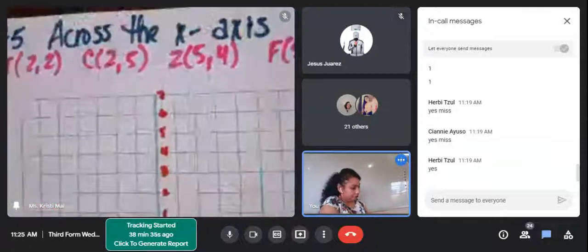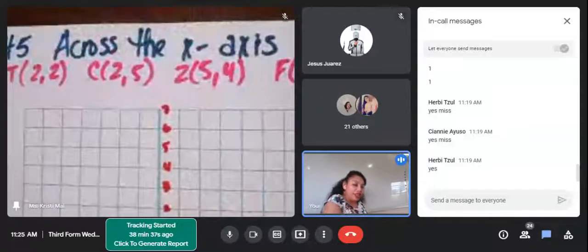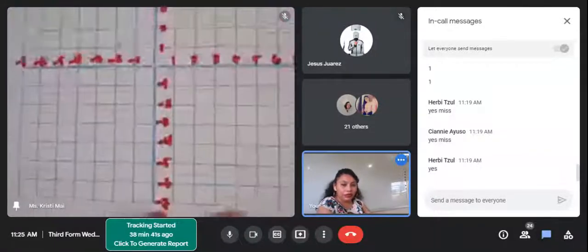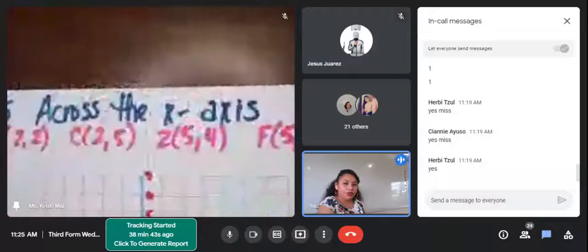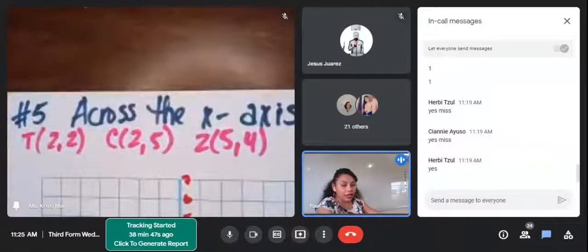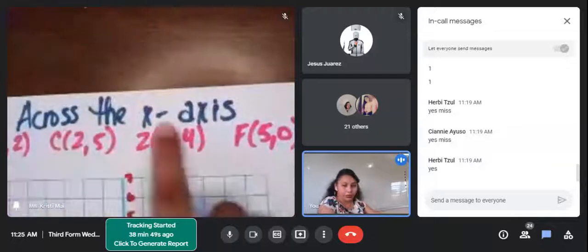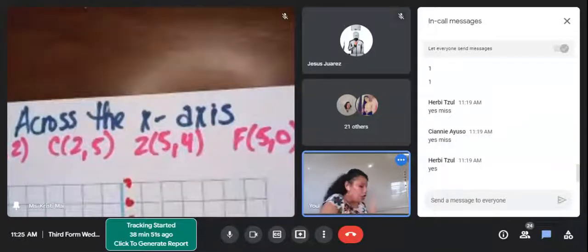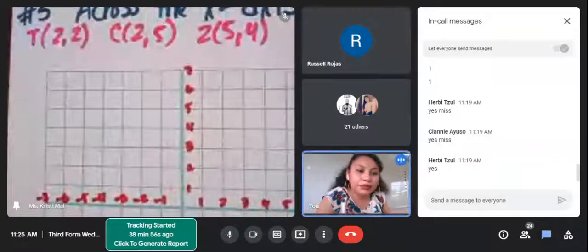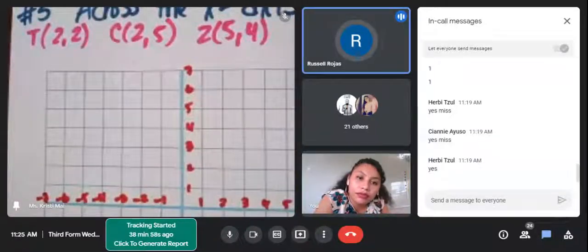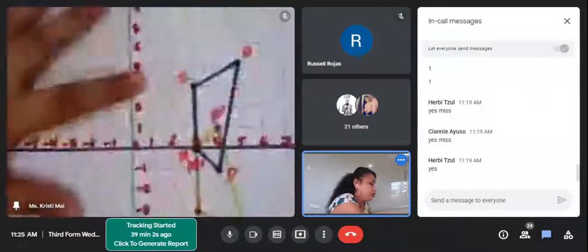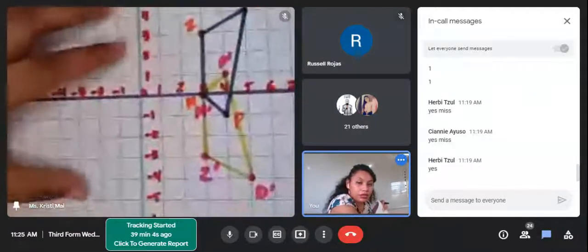Number five and number six do not give you any image. It gives you a blank grid, but it does give you the coordinates that you are supposed to plot, and then it gives you across what you're supposed to reflect it. So the first thing that we do here is that we need to plot the point. Miss, I don't see the last one. You didn't see the last one? There you go.